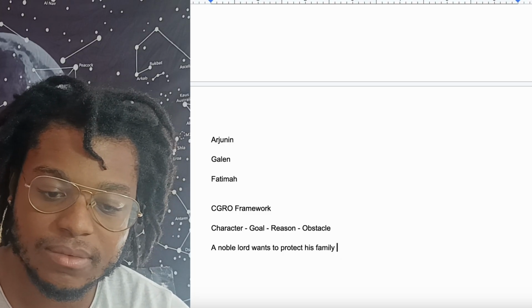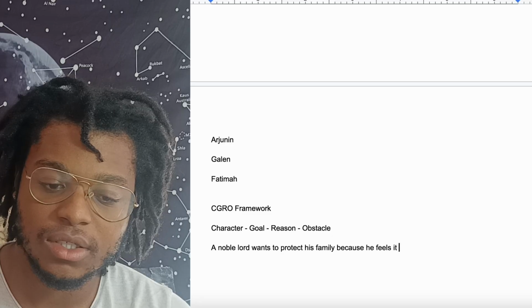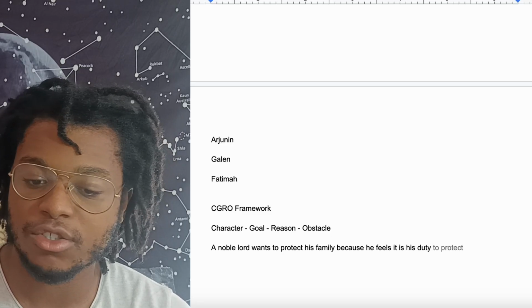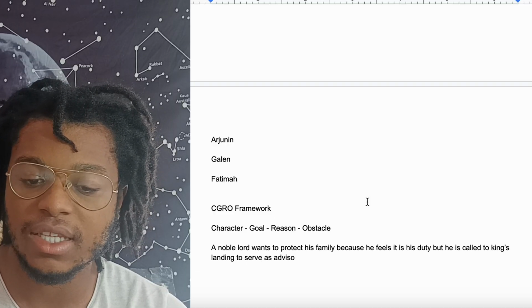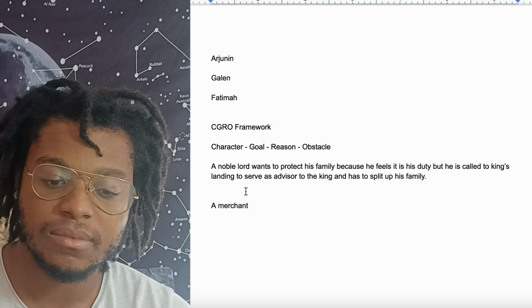You have Ned Stark, a noble lord character who wants to protect his family, goal, because he feels it is his duty, reason, but he is called to King's Landing to serve as an advisor to the king and has to split up his family, obstacle.